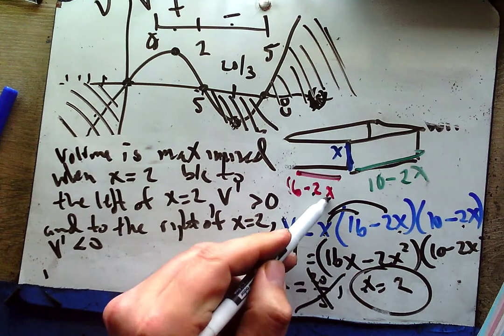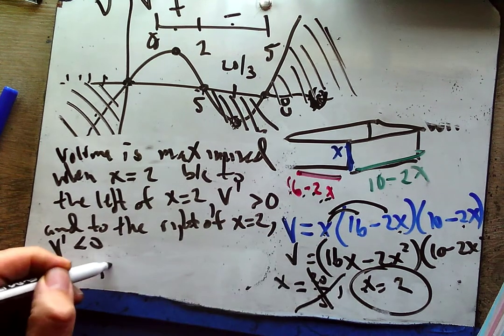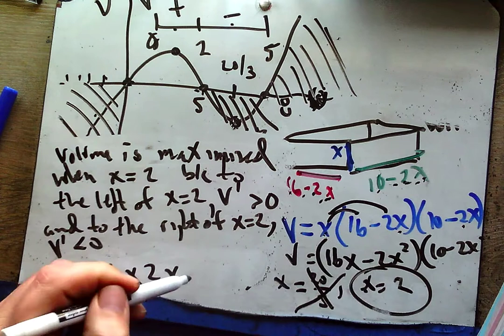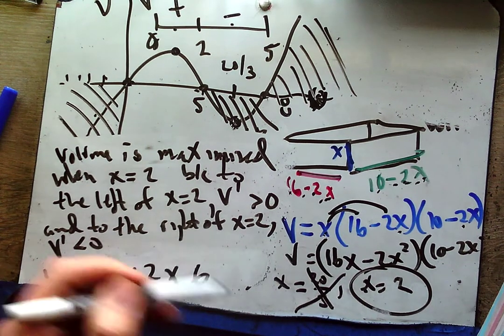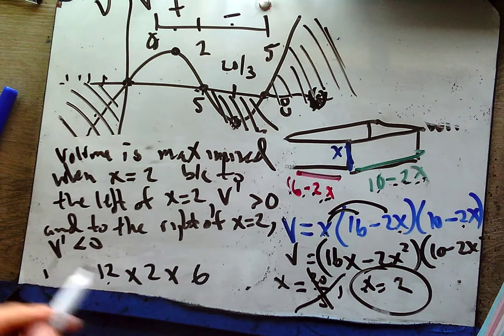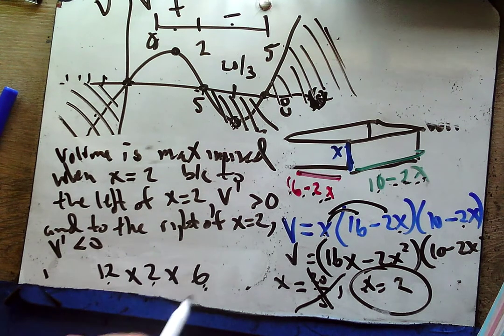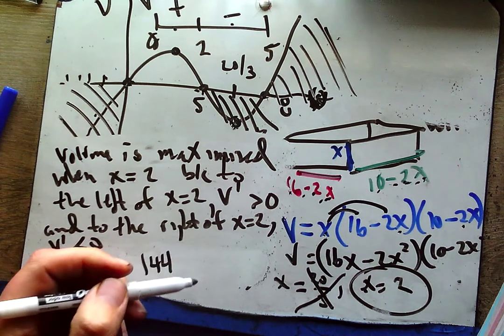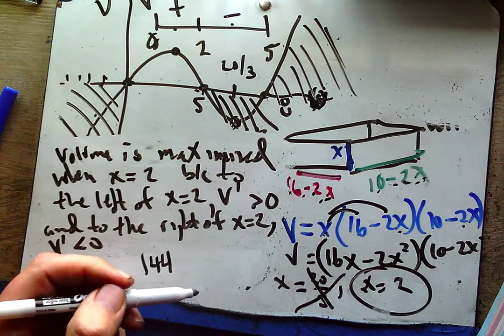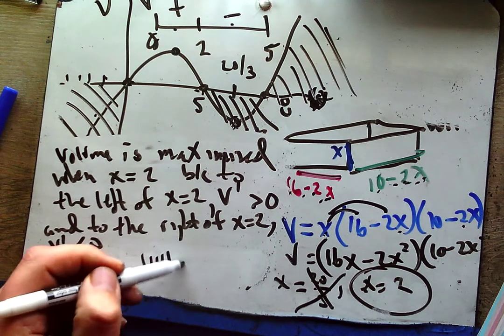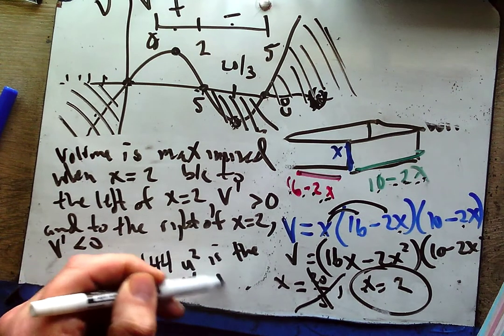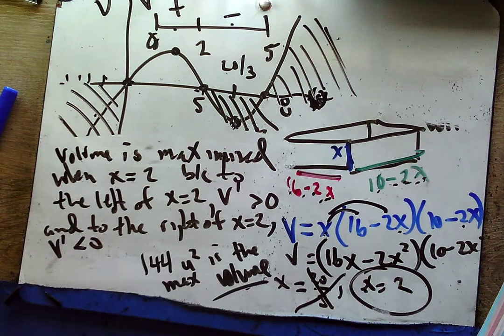So 2. 2 times 2 is 4. 16 minus 4 is 12. By 2 by 2 times 2 is 4. 10 minus 4 is 6. So those are the dimensions. Length times width times height, or length times height times width. So I got 72 times 2, or 144. And did we have any units here on this? No, we did not. So 144 square units is the max volume. Okay? Make sure you answer the questions being asked.